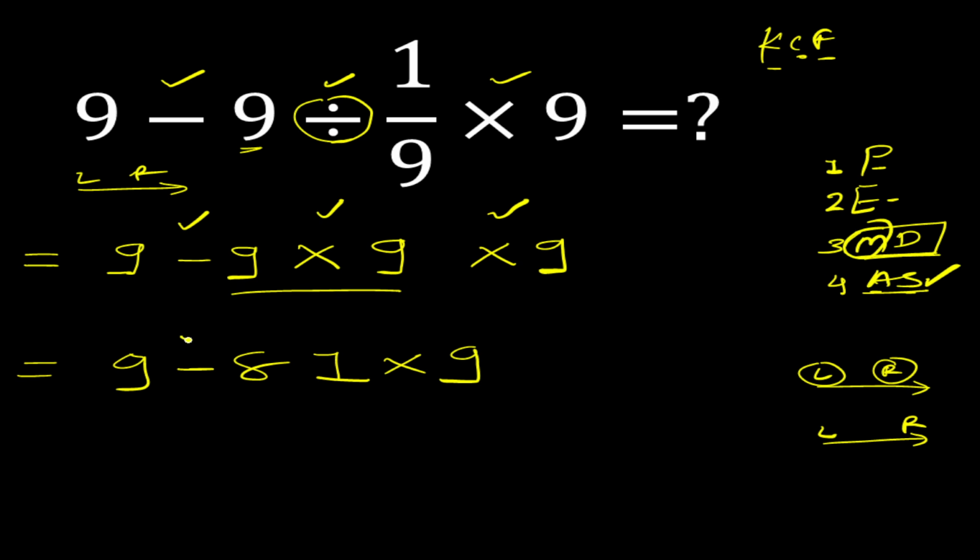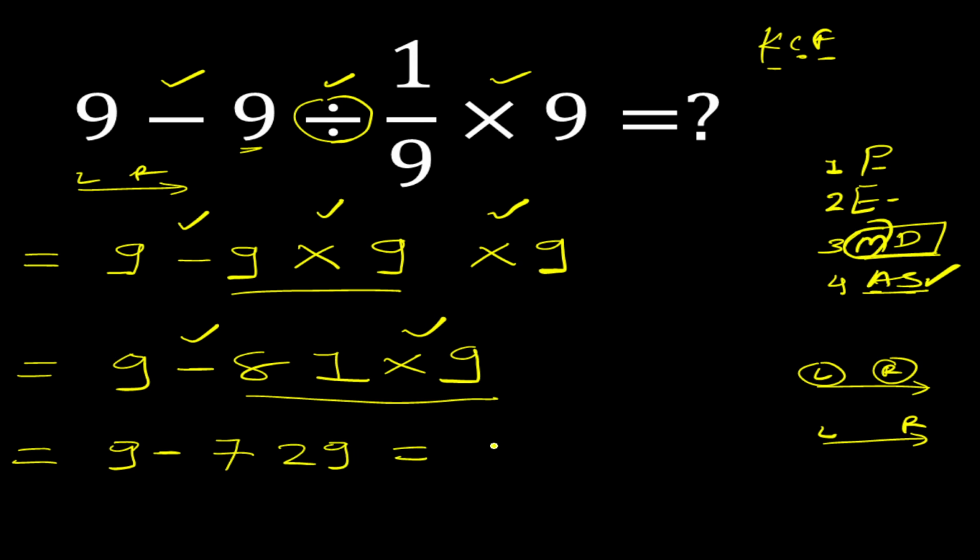So now here we have one subtraction and here one multiplication. So first we have to solve this multiplication, right? So 9 minus, now 81 multiply 9 is equal to 729. So 9 minus 729 is equal to minus 720. So the correct answer is minus 720, right?